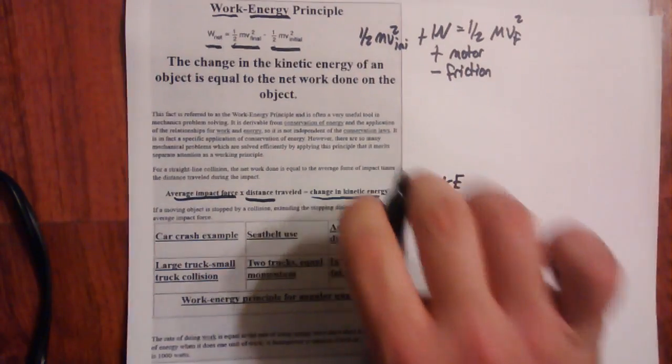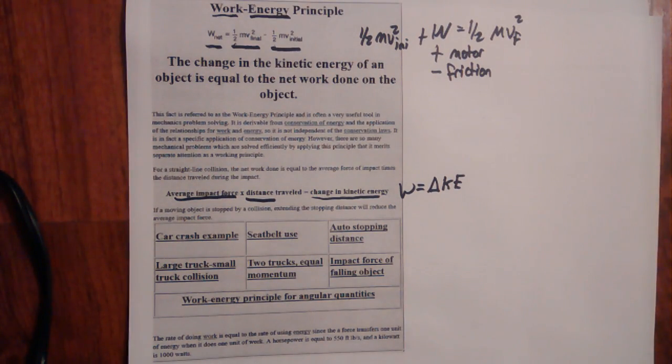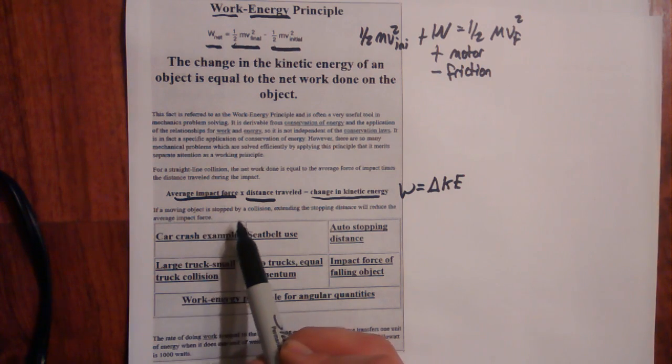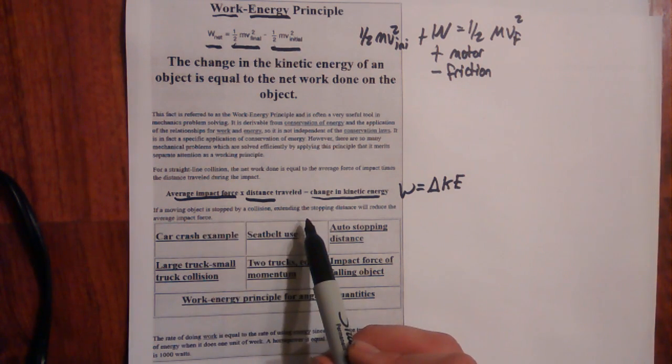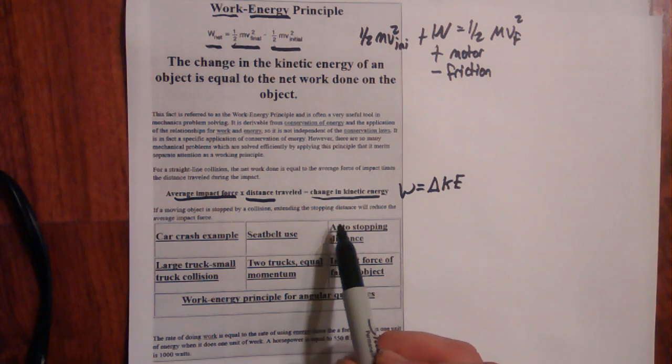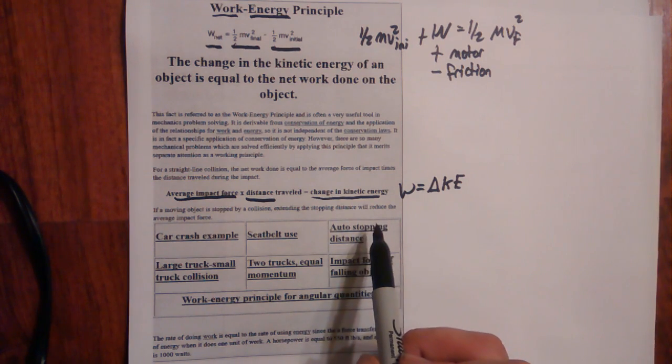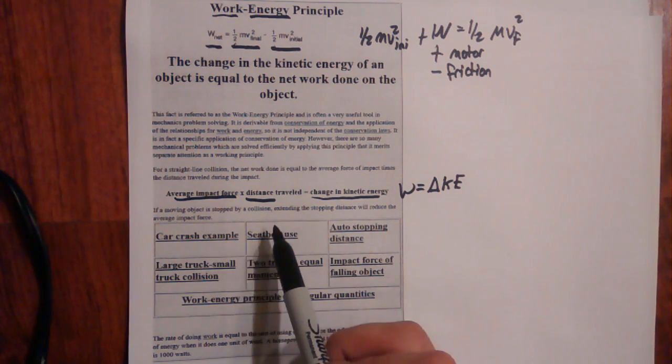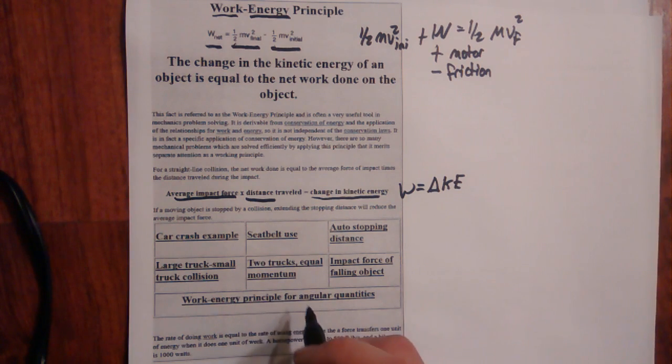Let's see if the efficiently solved problems involve force and distance. If a moving object is stopped by a collision, extending the stopping distance will reduce the average impact force. This is simply stating that a bigger impact time gives us less force per unit of time. The easiest way to think about this is how quickly pavement stops you versus a trampoline, and which one puts more force on your feet.